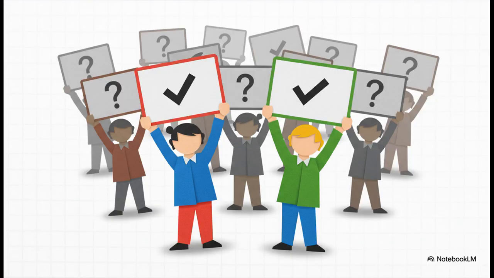Just think about it for a second. When you only hear from the 2 or 3 students who always shoot their hands up, you get a totally skewed picture of what the whole class understands. It creates this dangerous illusion of mastery, and it can hide the fact that maybe 70% of the class is completely lost. We have to move past that.